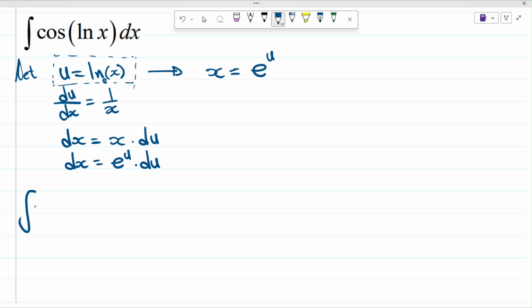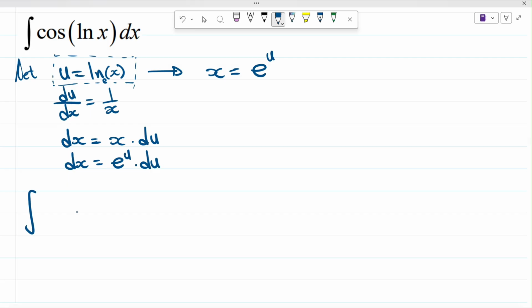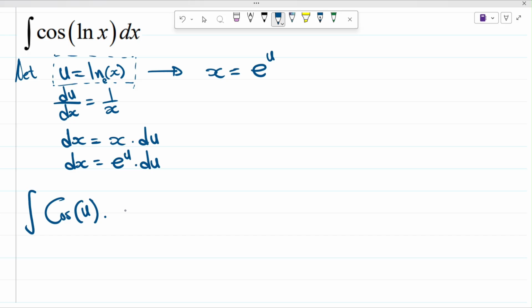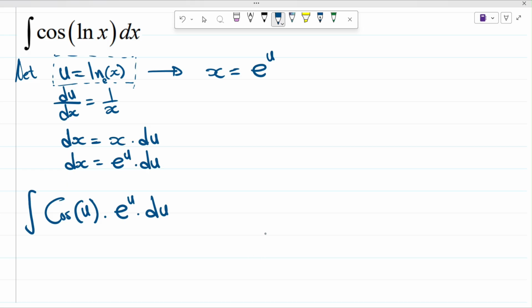We can then rewrite our equation like this. It's going to be the integral of cos of ln of x, where ln of x is equivalent to u. So this is going to be cos of u multiplied by dx, and dx is equivalent to e to the power u multiplied by du. So we've got e to the power u and cos of u. So what do we then use? LIATE. Now we've got two different functions. At least it's easier this way.